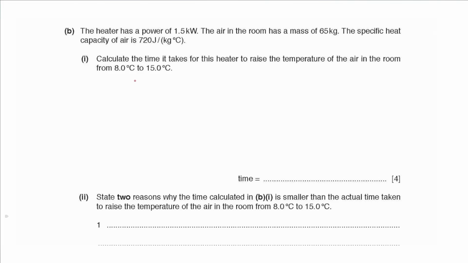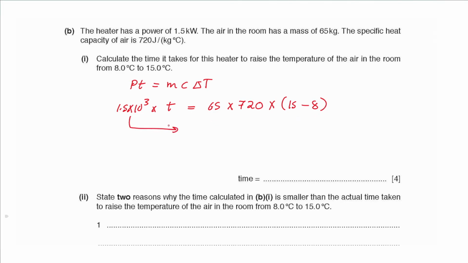We can say that energy is equal to mcΔT, or power multiplied by time is equal to mcΔT. So we have the power of the heater, 1.5 times 10 to the power of 3 to convert kilo, multiplied by the unknown time, is equal to the mass, 65 kilograms, multiplied by 720, the specific heat capacity, and the change in temperature, 15 minus 8. And then we divide by 1500 on the right side to get a time of 218.4 seconds, which is approximately 220 seconds to two significant figures.